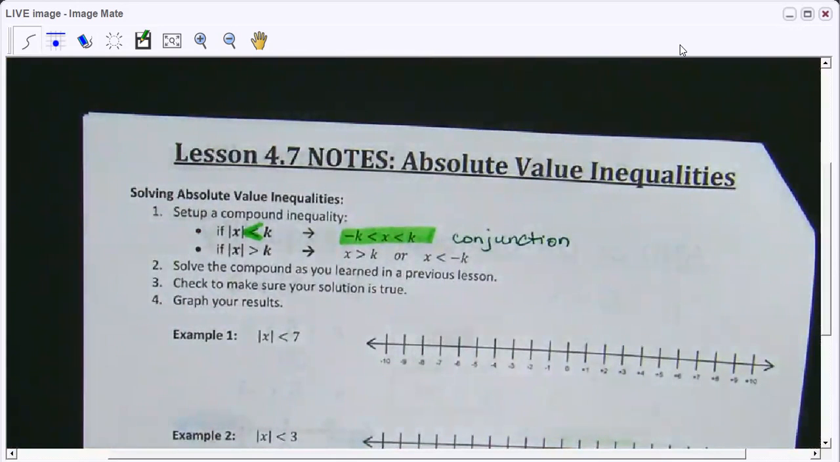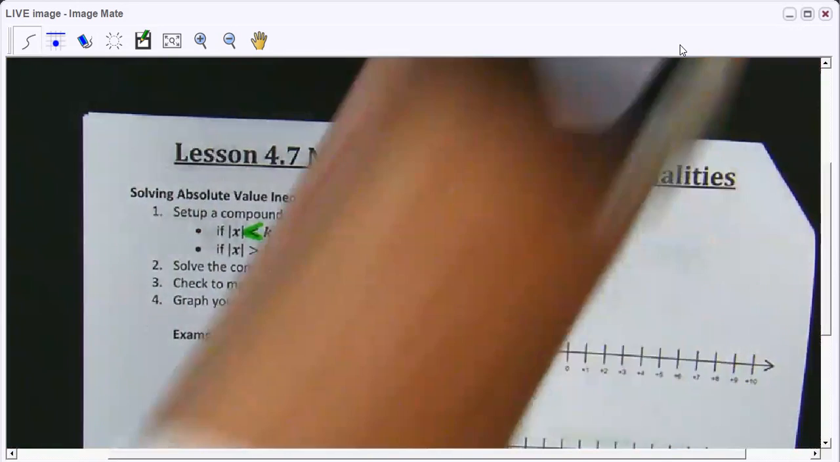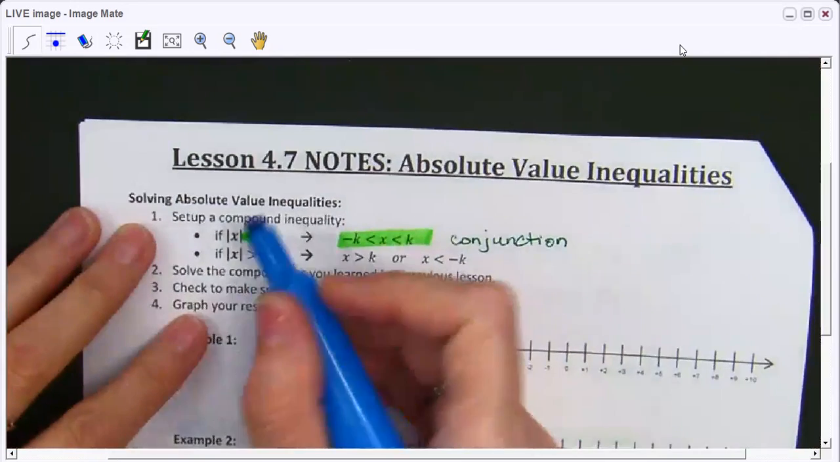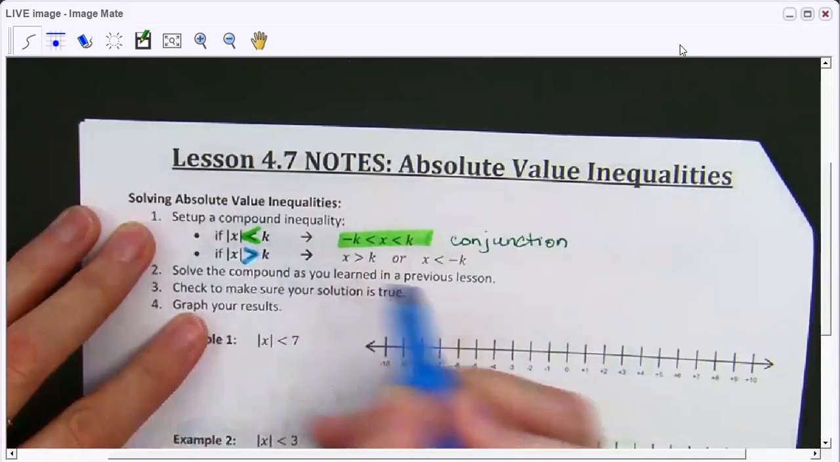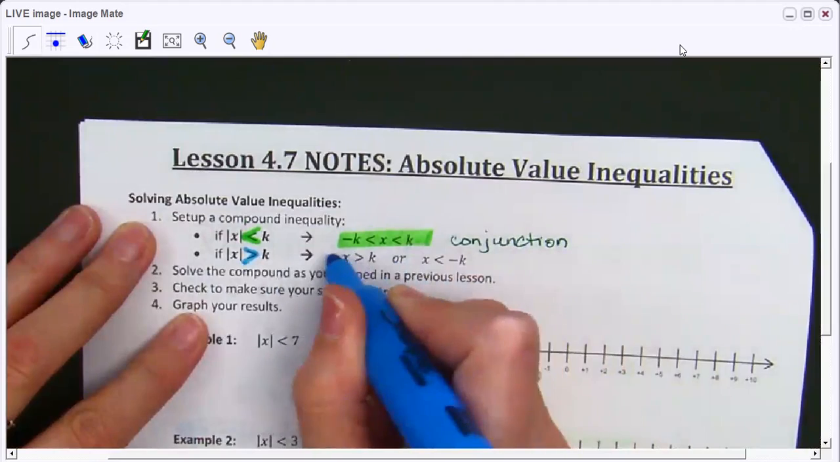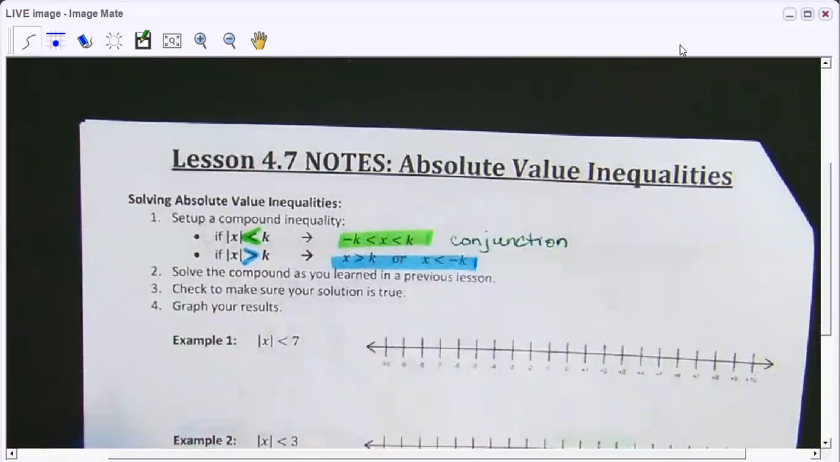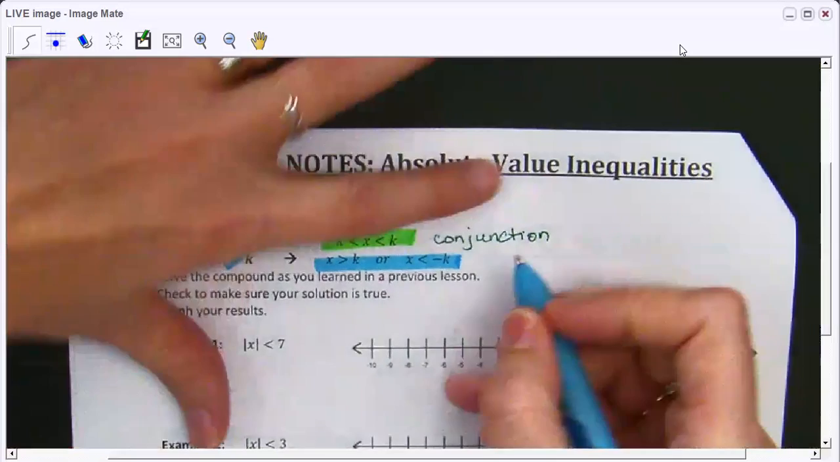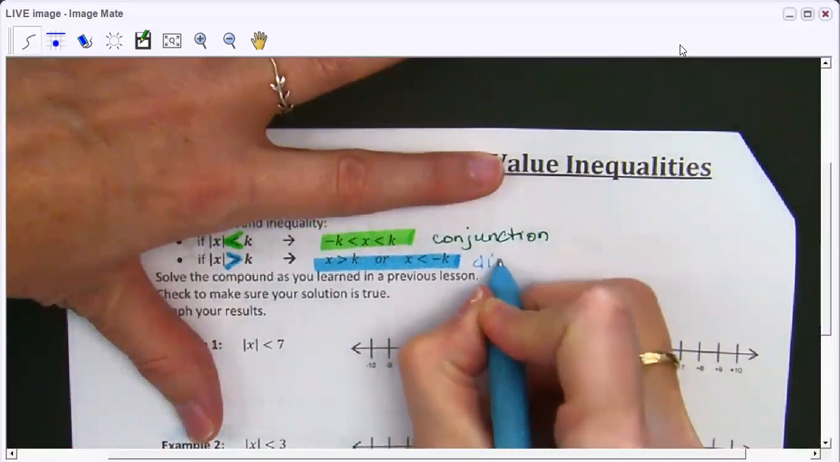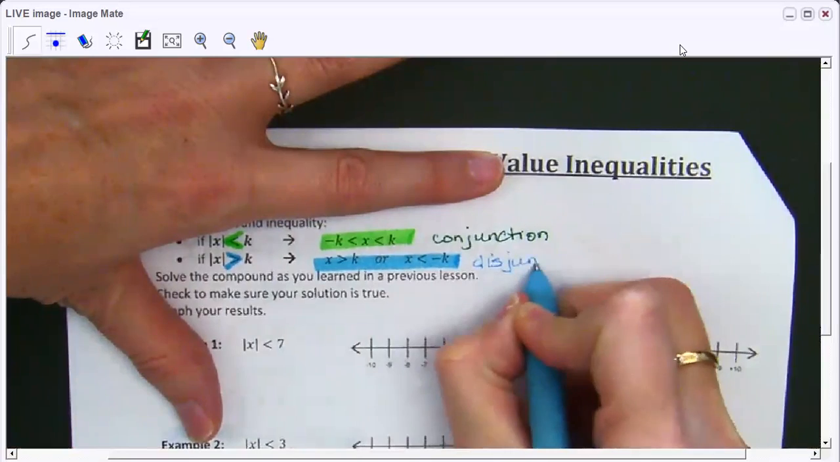If, on the other hand, your absolute value is greater than, then you are going to write it as a disjunction with the word or.